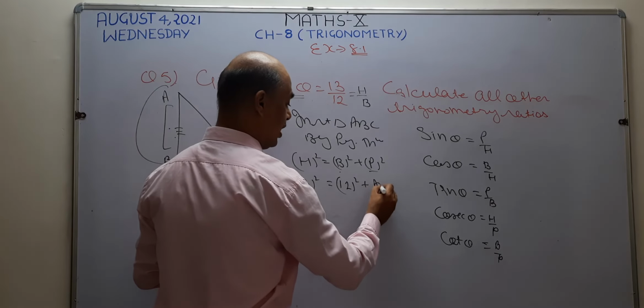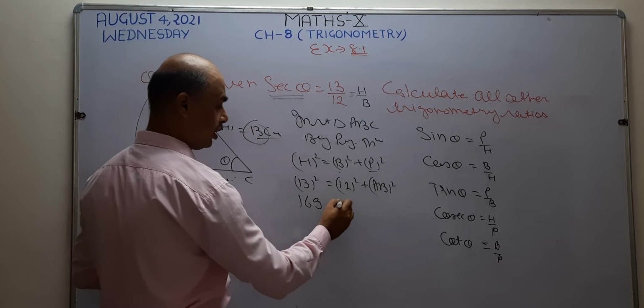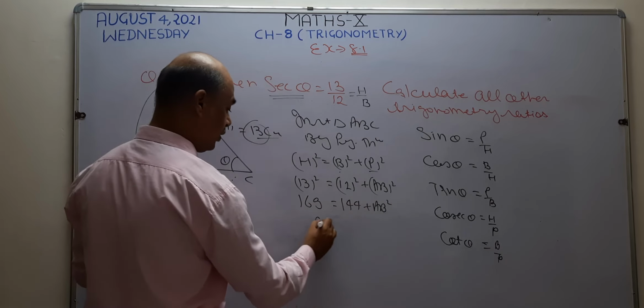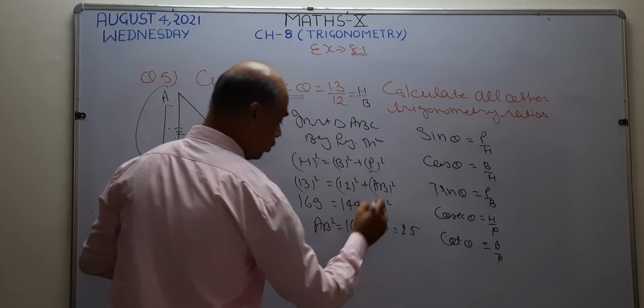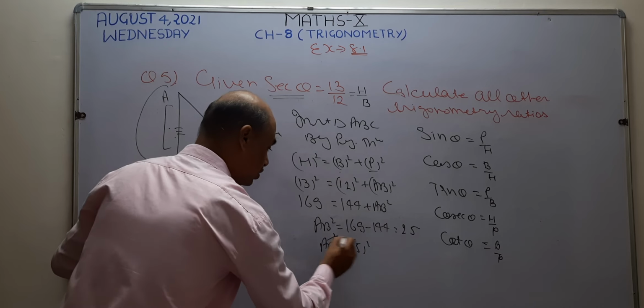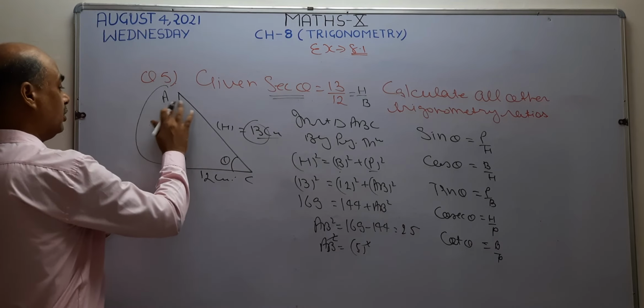I write here AB square. Now the square of 13 is 169. The square of 12 is 144 plus AB square. Now the value of AB square becomes 169 minus 144. 9 minus 4 is 5. 6 minus 4 is 2. So 25 is the square of 5. Now this square is cancelled with the square. So AB becomes 5 centimeter. So here 5 centimeter.